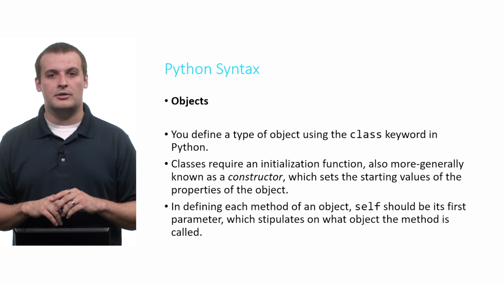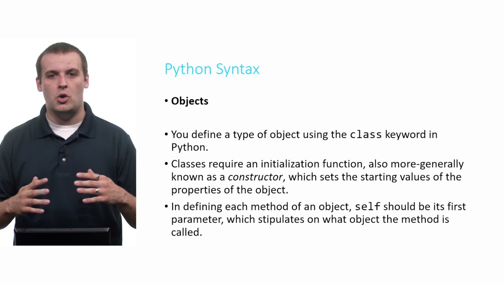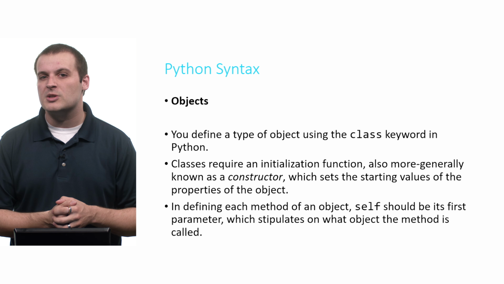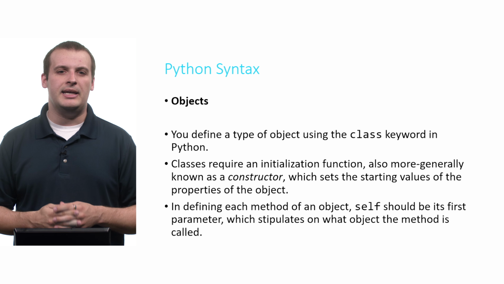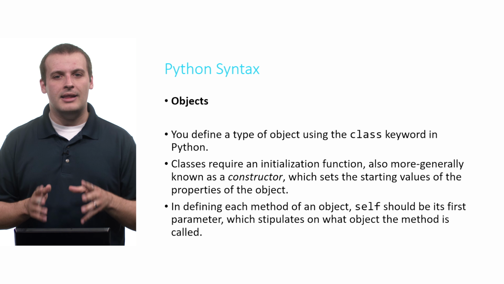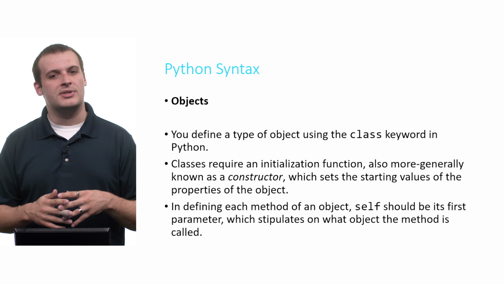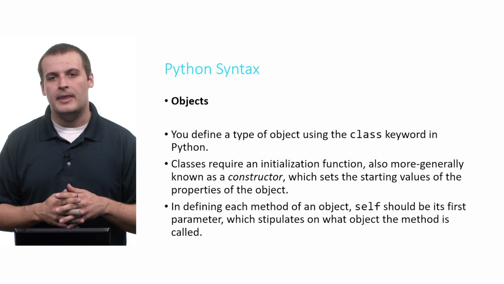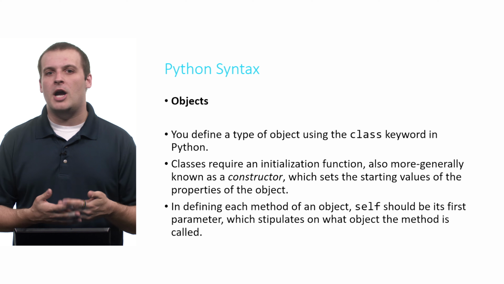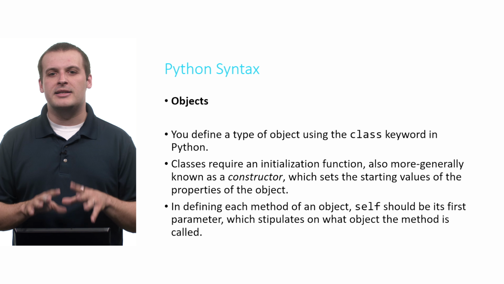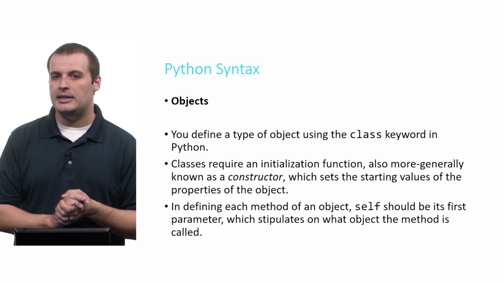Now, objects are not necessarily generic. We can actually create our own specific kinds of objects, just like we created our own specific types of structures in C. And the way we do that is using the class keyword. The class keyword introduces a new kind of object. Every class, so every new kind of object you create, requires an initialization function. We didn't have to do this in C.